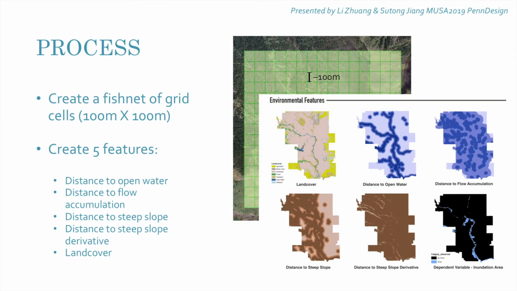For the independent variables, we try to be selective on features by applying domain knowledge. We got 5 independent variables. There are numeric variables: distance to open water, distance to flow accumulation, distance to steep slope, and distance to steep slope derivative. And there is one factor variable, the land cover.